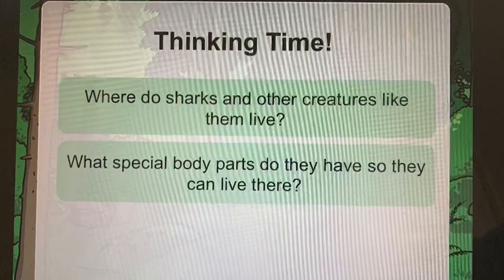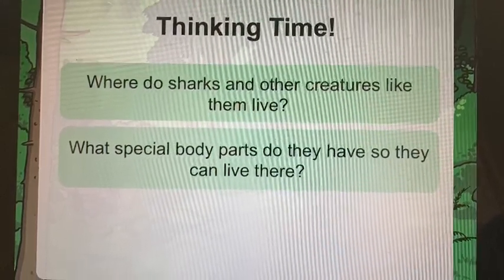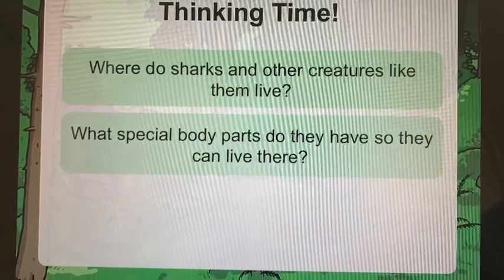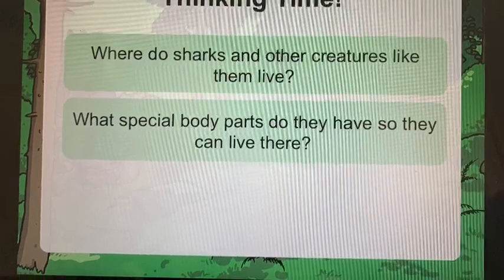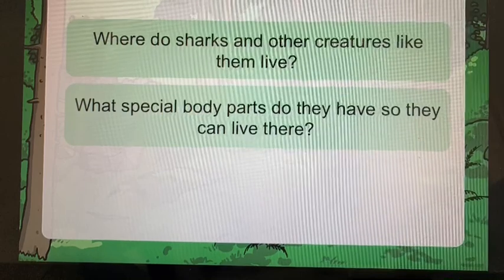So again, I've got some questions I'd like you to think about. Where do sharks and other creatures like them live? What is their habitat? And also, what special body parts do they have so they can live there? I know we looked at gills. Gills are how sharks can breathe.